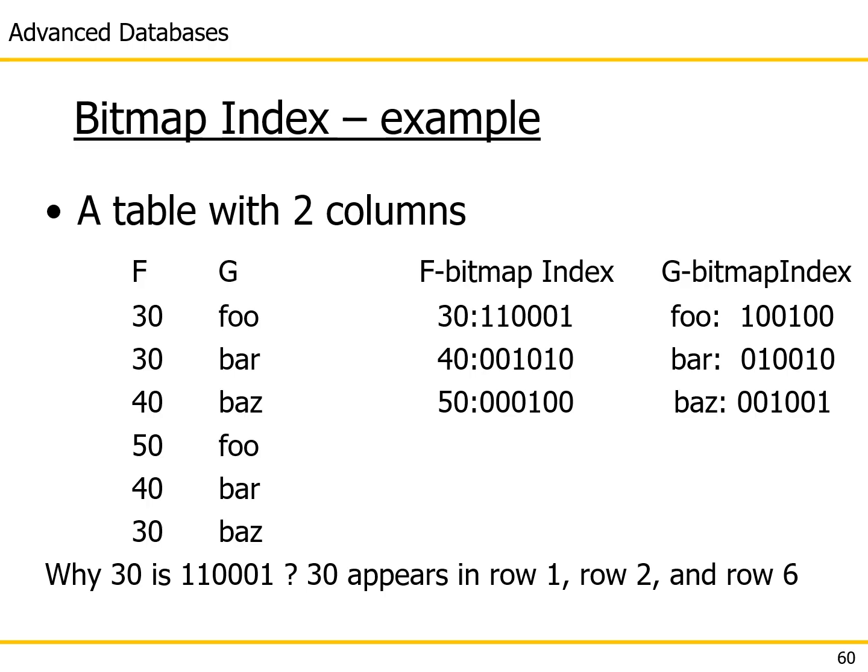So I have 3 30s, but I'm just going to build a bitmap for 30. And I have 2 40s, I'm going to build a bitmap for 40. And I have a 50, I'm going to build a bitmap for that. That's what you see on the right side.